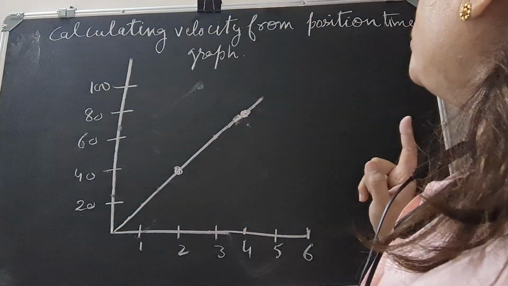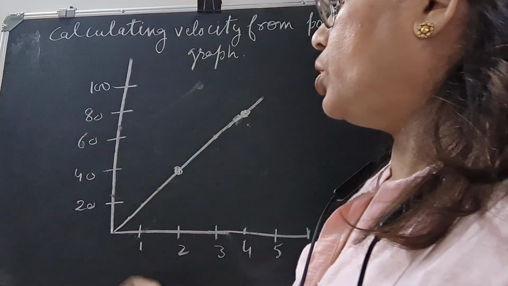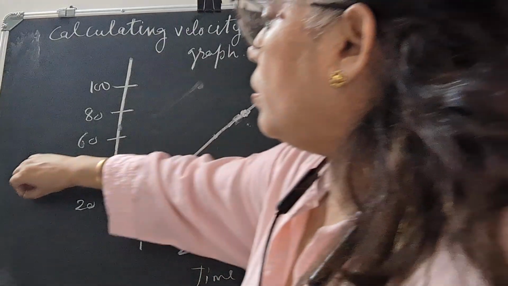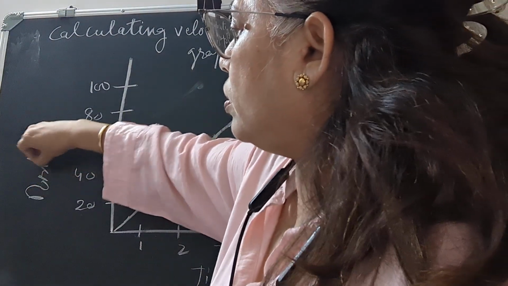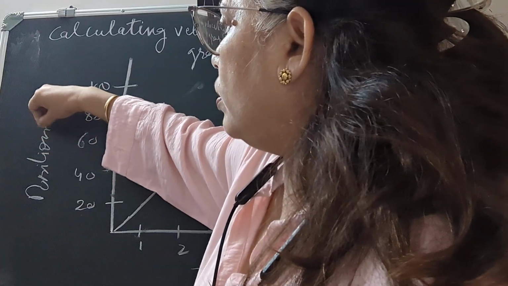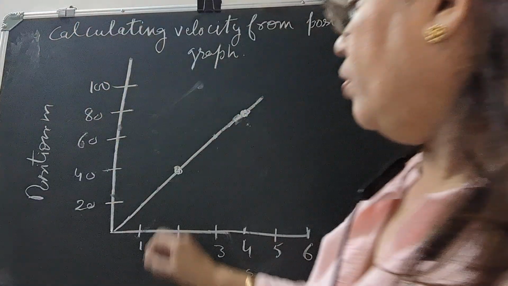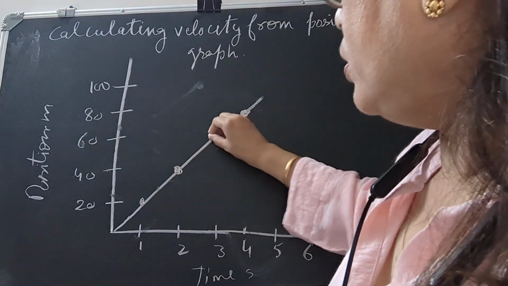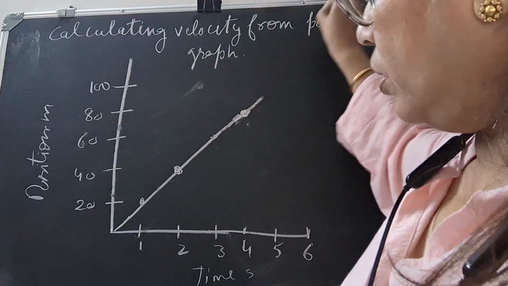Calculating velocity from a position time graph. This is my position time graph. Here time is in seconds and position is in meters. An object is moving: at 1 second it is at 20, at 2 seconds 40, at 3 seconds 60, 80 and so on.